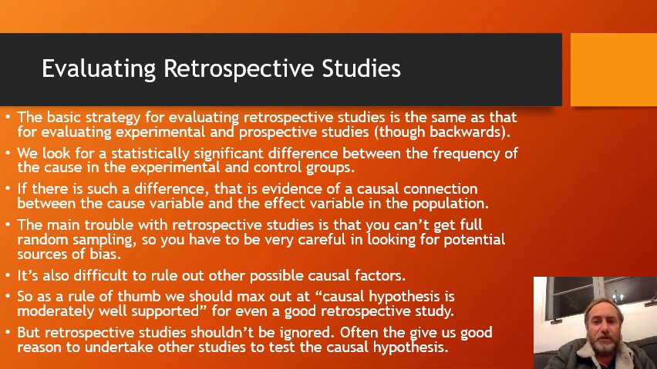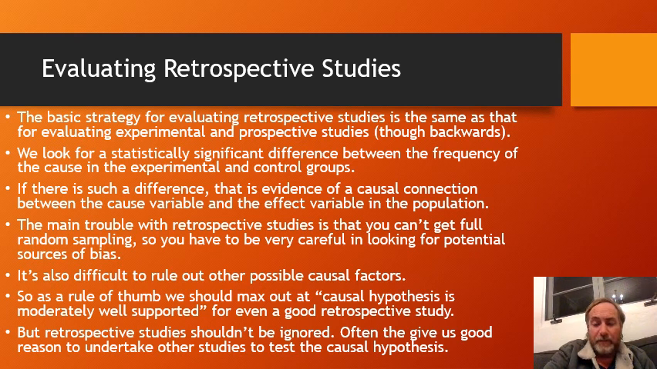The basic strategy is basically the same as evaluating experimental and prospective studies, except the whole design is reversed. So we're looking for a statistically significant difference between the frequency of the cause in the experimental and control group, as opposed to the effect. If there is a difference there, then that's evidence of a causal connection between the cause variable and the effect variable in the population. Now, the main trouble you have to look out for in retrospective studies is that you just can't get random sampling. So you have to take a lot of time looking for potential sources of bias. It's also going to be pretty difficult to rule out alternative causal factors.